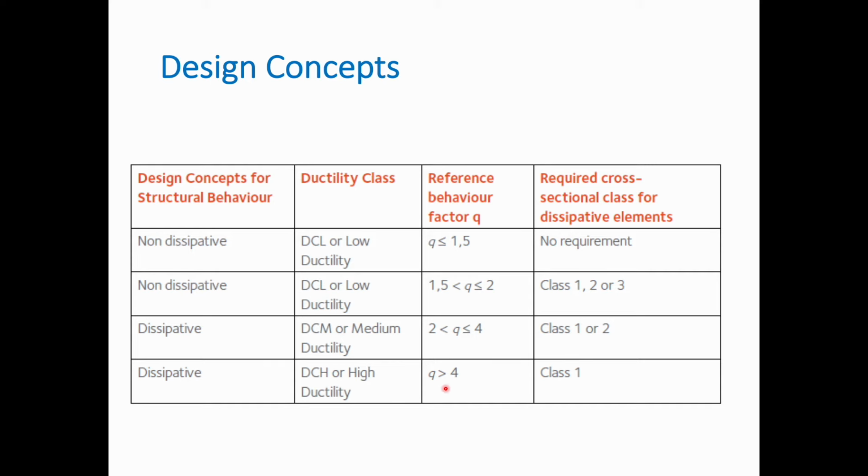Of course, for high ductility classes, we want to use a class 1 section, a kind of compact section that will not fail, will not break easily, and will not be unstable itself. Whereas when it comes to non-dissipative structures, very strong structures that don't have any ductility capacity, then we can design for class 1, 2, or 3. Of course, class 4 is not considered at all.